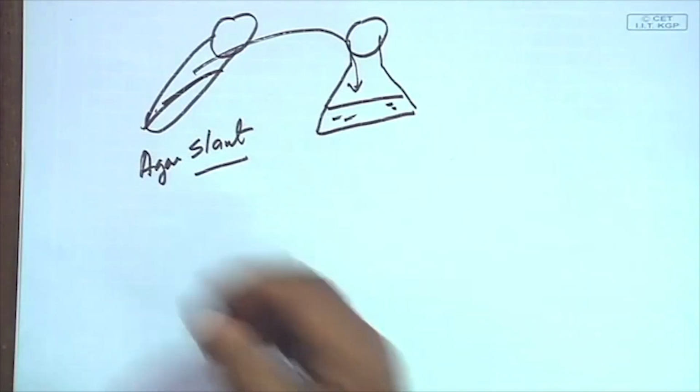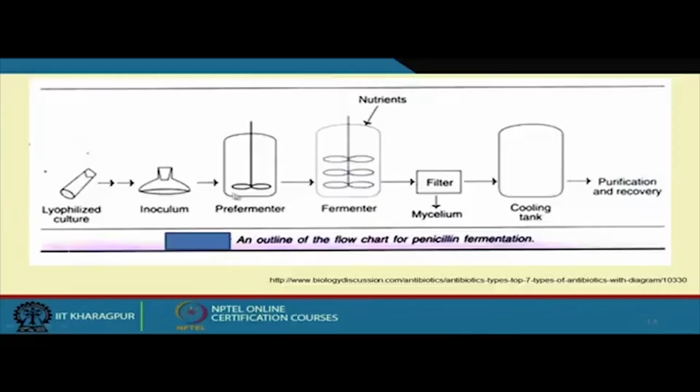After that we take this culture and transfer it to the liquid media, which is in the conical flask. From this culture we transfer here. When it grows, we take it to the inoculum vessel. We increase the volume, and finally we put it in the inoculum vessel. I told you the volume of the inoculum vessel is 5 to 10% as compared to the fermenter.